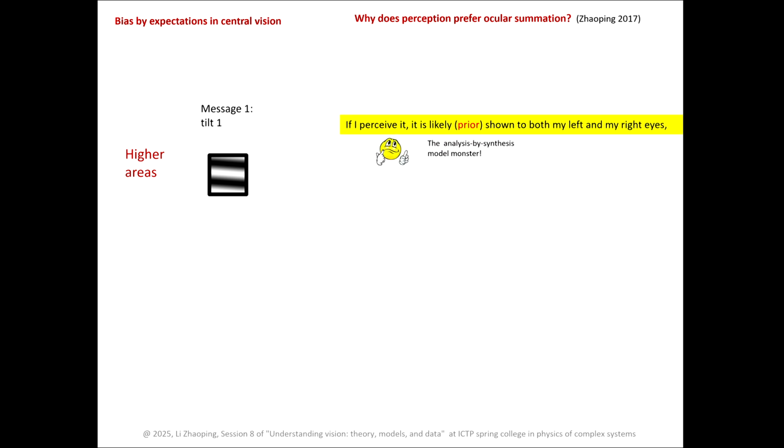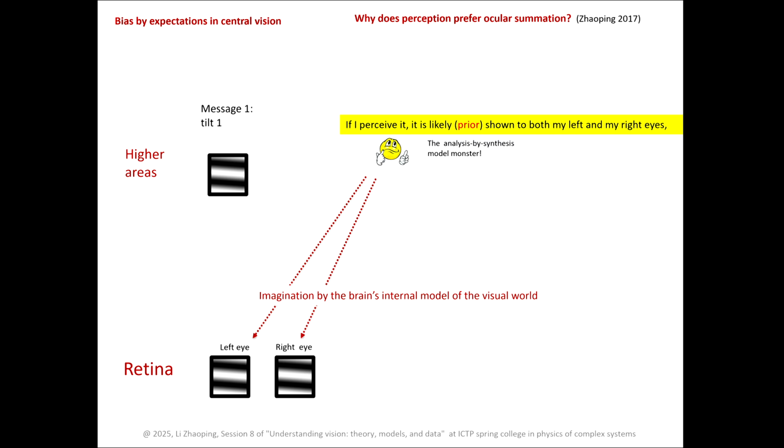When the higher centers examine the first message to see whether it makes sense, it could reason with its internal model of the visual world that if this message is correct, then it must be shown to both the left eye and right eye. It would be best to go back to the retina to verify this, but the best it could do is to go back to V1 to check.